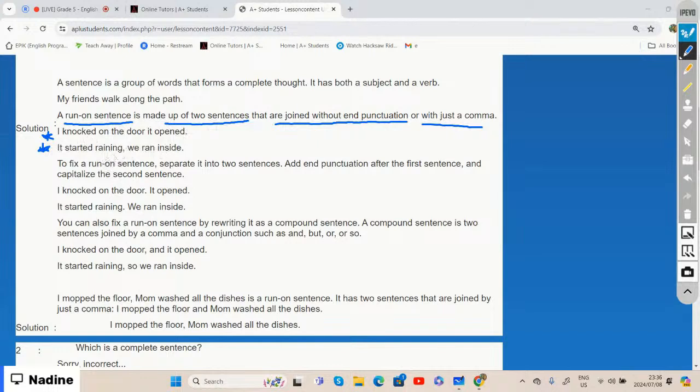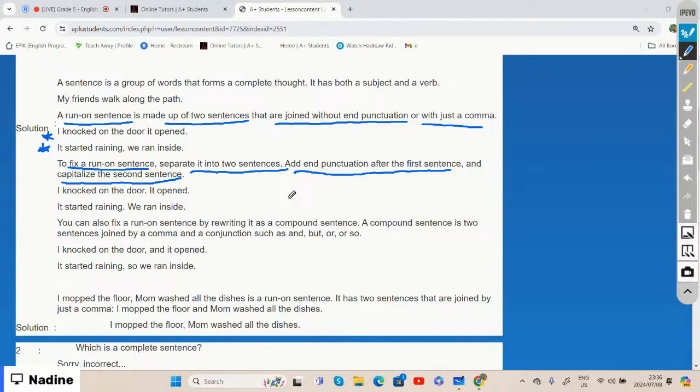But we are now going to fix our run-on sentence, right? And we can fix a run-on sentence by separating it into two sentences, because remember I said a run-on sentence has two sentences that can stand on their own. In order for us to fix this run-on sentence, we separate the two sentences so that they can stand on their own. When we separate those two sentences, we add our end punctuation after the first sentence, and then we capitalize the second sentence and also add our end punctuation at the end.